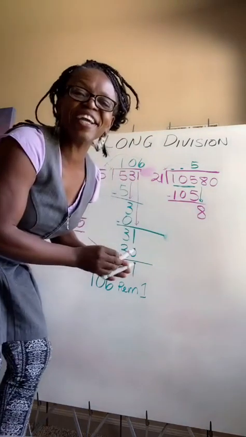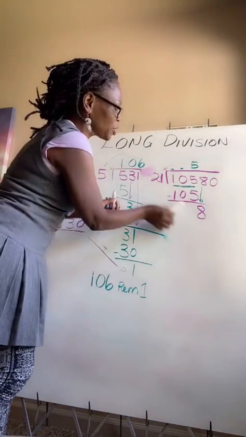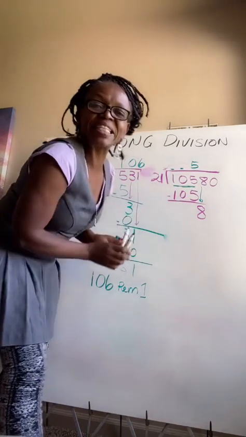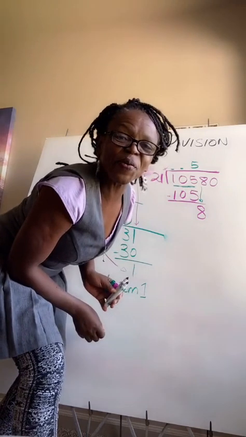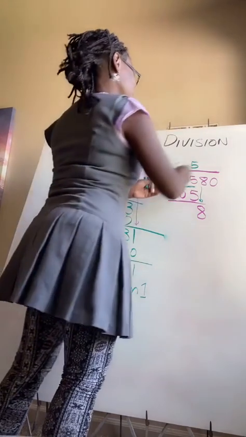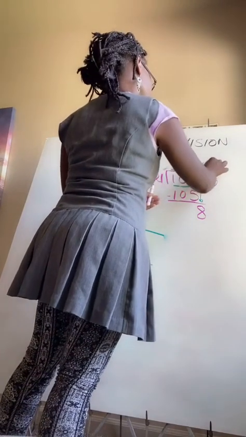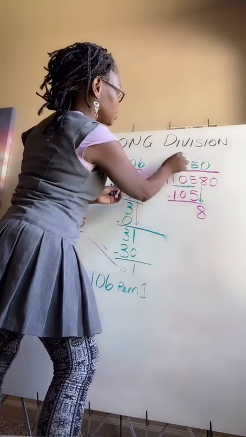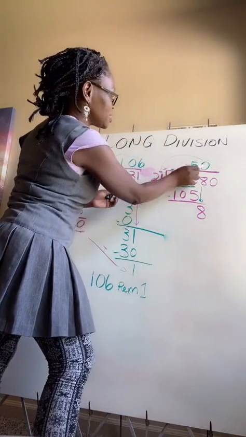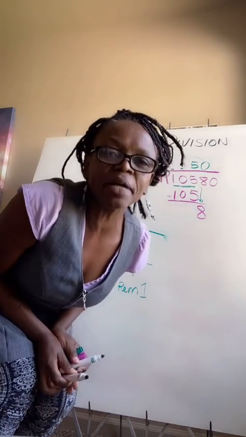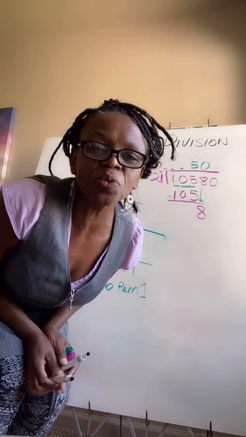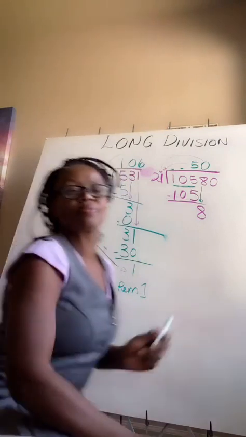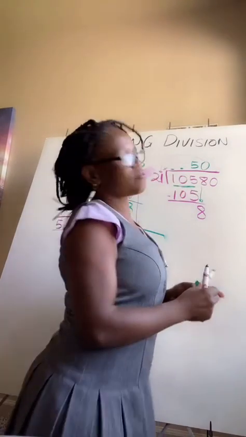How many times does 21 go into 8? It doesn't go. 0, you said. What is 21 times 0?